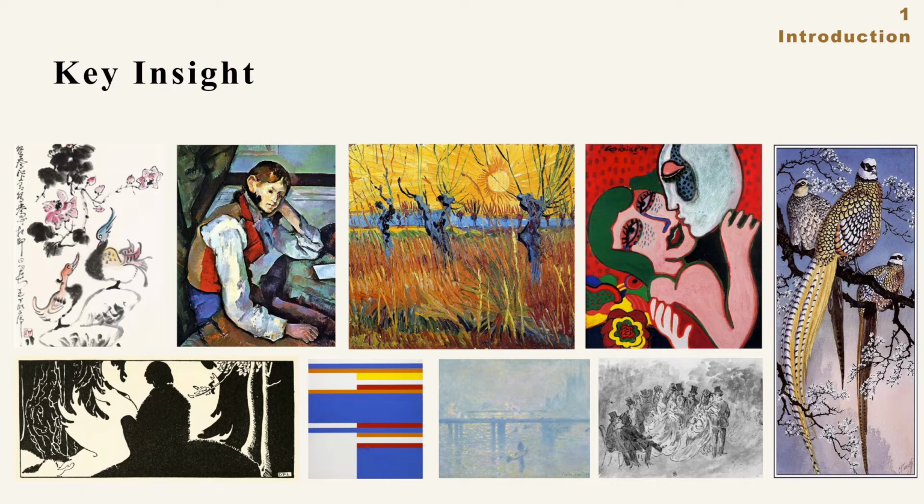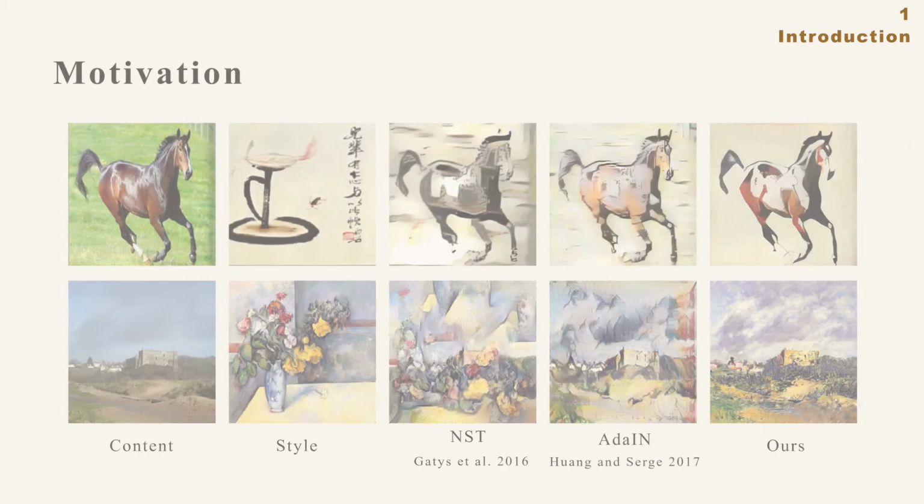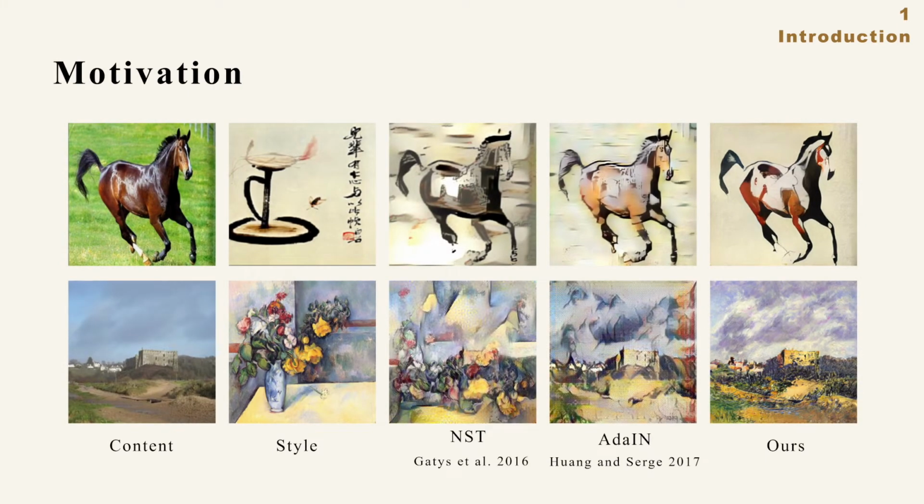In other words, to describe styles, it's important to make full usage of the huge amount of paintings and the relationships between images. Towards this end, we propose to improve arbitrary style transfer with a novel style representation by contrastive learning-based optimization. Compared with neural style transfer and adaptive instance normalization, which both rely on the second-order statistics, our method can produce results with vivid colors, realistic brushstrokes, and adequate details.